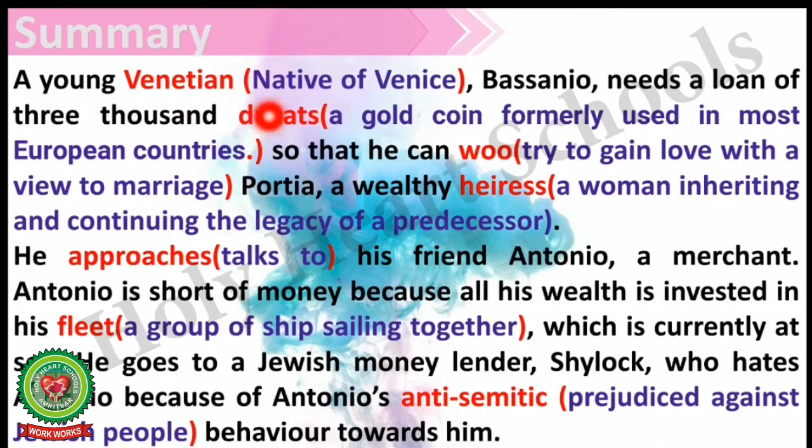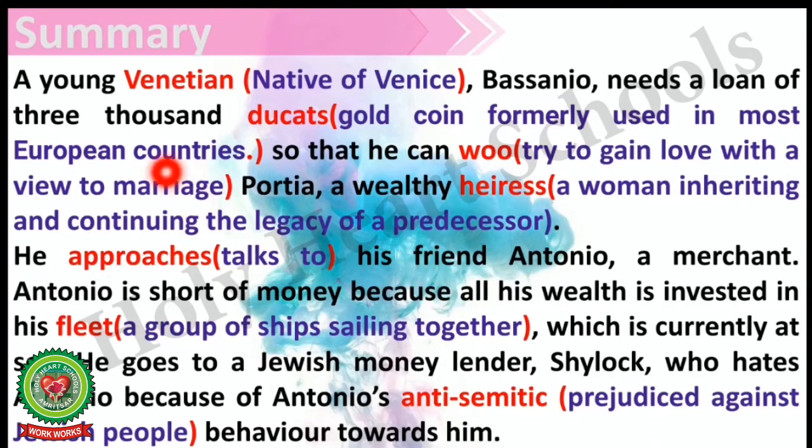A young Venetian, Bassanio, needs a loan of 3,000 ducats so that he can woo Portia, a wealthy heiress. He approaches his friend Antonio, a merchant. Antonio is short of money because all his wealth is invested in his fleet, which is currently at sea. He goes to a Jewish moneylender, Shylock, who hates Antonio because of Antonio's anti-Semitic behavior towards him.